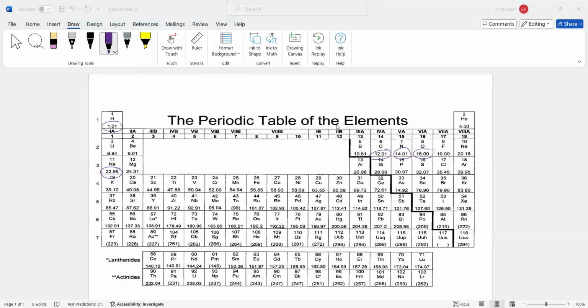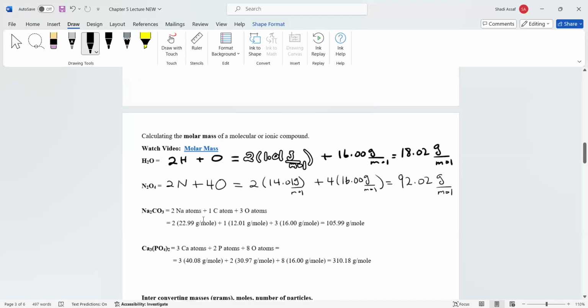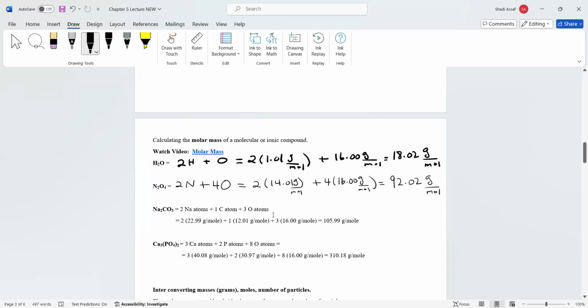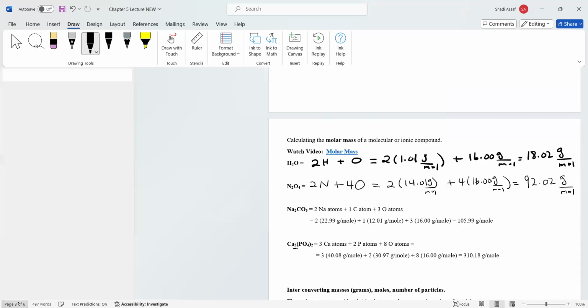Now, before we finish this video, we would like to just look at the last one here. I want to make sure you understand what's happening here. You have calcium phosphate. This is what makes up your bones, basically. So calcium phosphate is Ca3(PO4)2. So make sure you understand why we have three calcium atoms. Here they are. We have three calcium atoms.